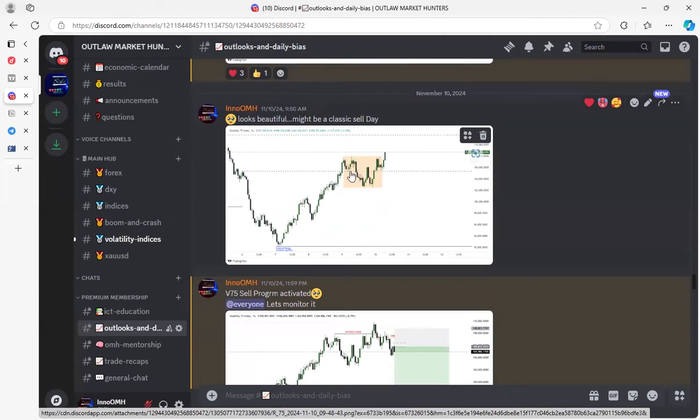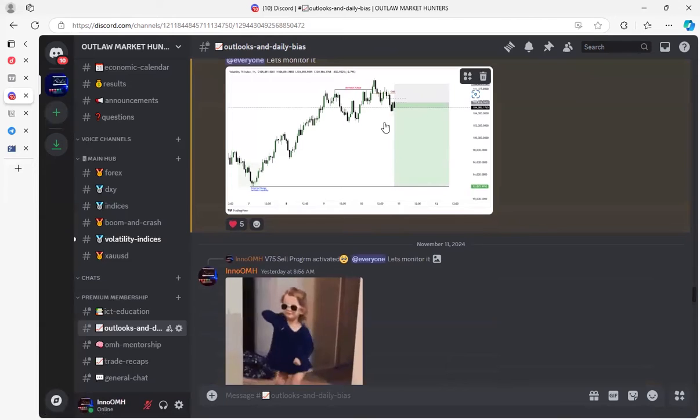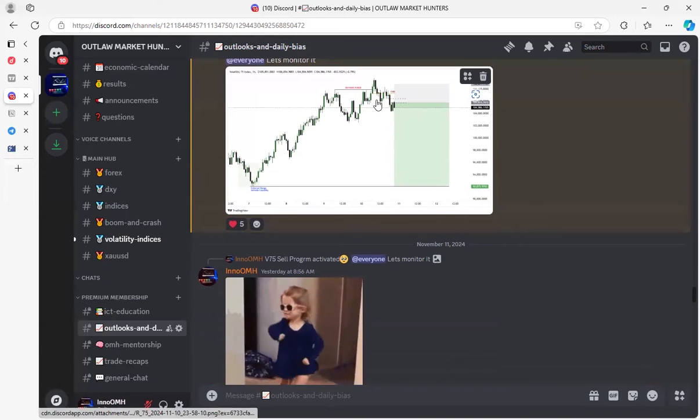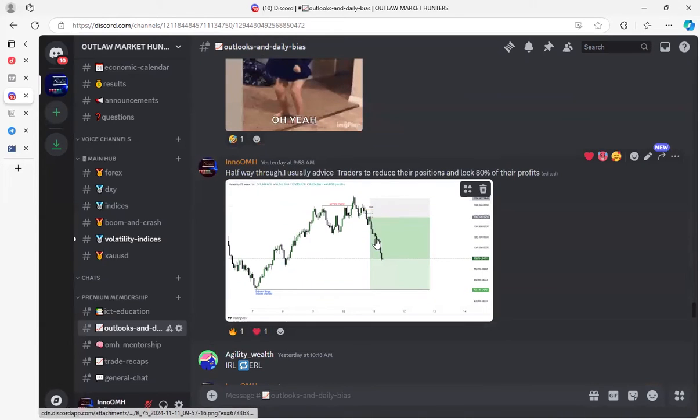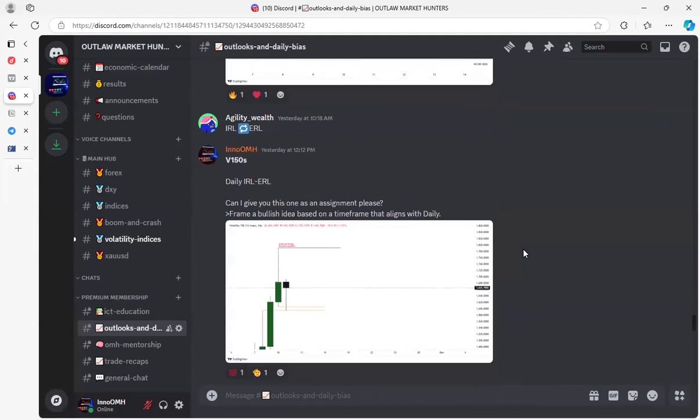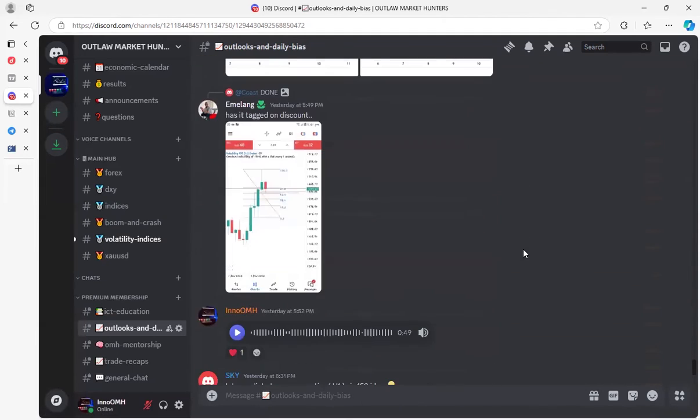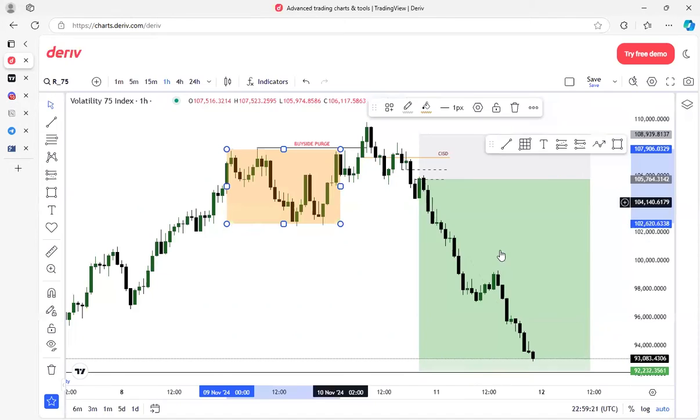Looks nice, looks beautiful because of this consolidation, so I expected this to be a classic sell model. And as you can see, indeed the sell program was activated. This is where I gave an update halfway through. Usually I advise traders to reduce their positions and lock in 80% of their profits. And that is V75, as we can see, here today.